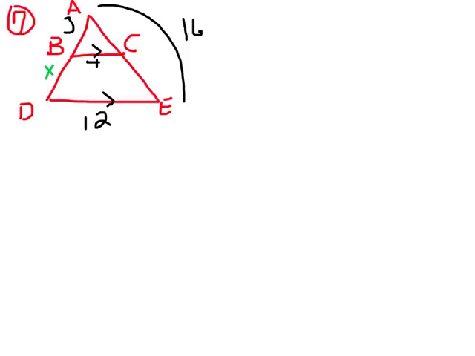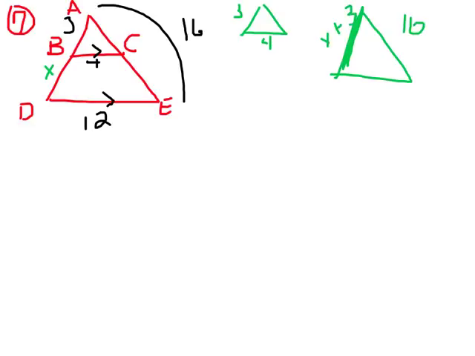Now, I said I wanted to use the side splitter theorem here. They didn't tell me enough information for me to use it. So what I have to do is split these up into two triangles to really see what's going on. On my small triangle, I have 3 and 4. And on my big triangle, this whole side here that I'm darkening, that is an X and 3 more, so this is actually X plus 3. And this whole side is 16, and I know 12 here.